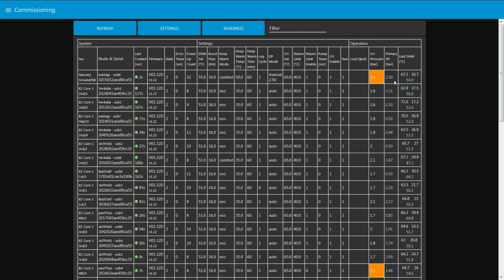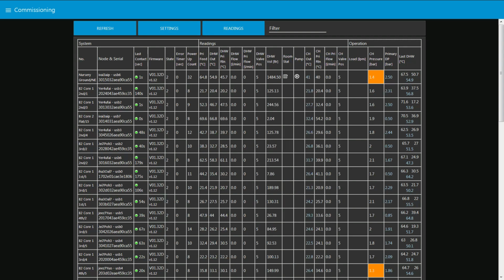We have the estimated differential pressure on the heat network, and we have data concerning the last domestic hot water use. If we go to readings, we can see the primary feed temperature, the domestic hot water output temperature, the primary return on domestic hot water, the domestic hot water flow going to taps, the flow rate on the primary side, the valve position for domestic hot water, and the total amount of water drawn through this heat interface unit since it was turned on.